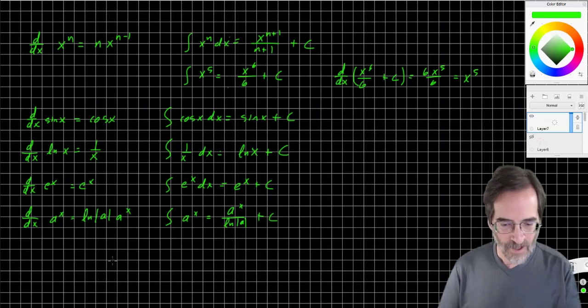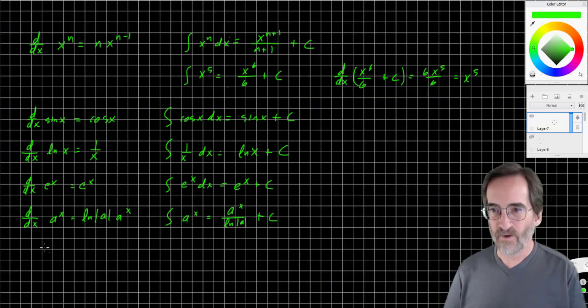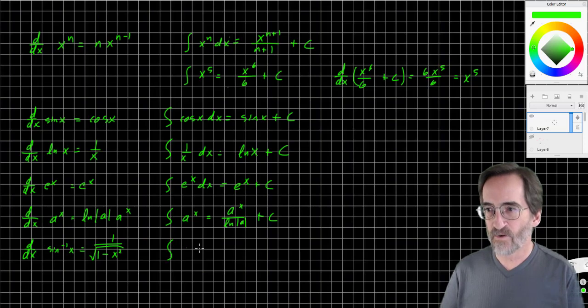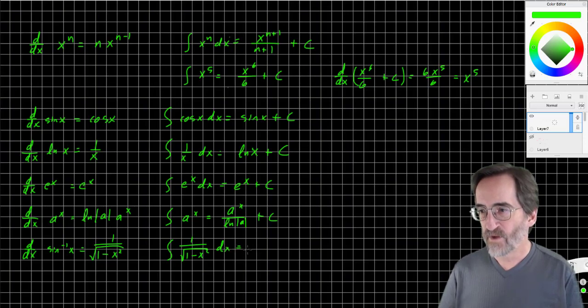Okay, just to give you another example to see how far it can go, the derivative of arcsine x is 1 over the square root of 1 minus x squared. So the integral of 1 over the square root of 1 minus x squared dx is arcsine x plus c.